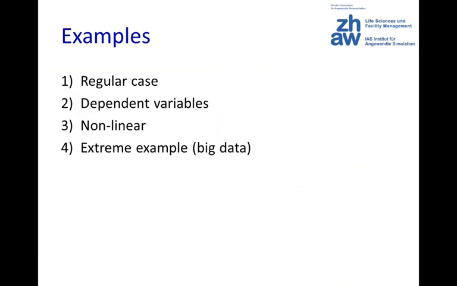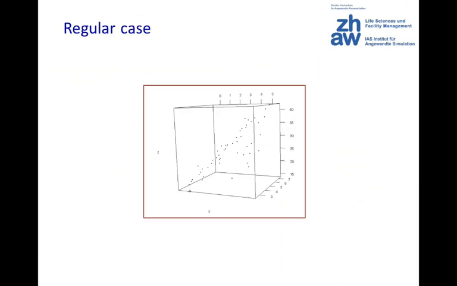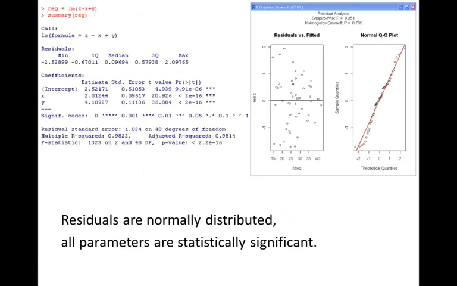We will look at 4 examples: a regular case, a case with dependent variables, a nonlinear case, and some kind of big data extreme example. So a regular case we see here, it's 2-variate, so we could even by hand try to draw a plane through this data. If we fit our regression model, then it just looks as we have done before.